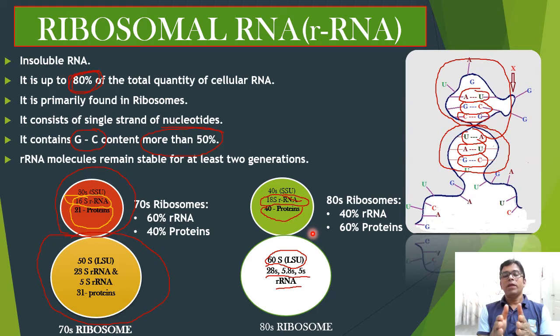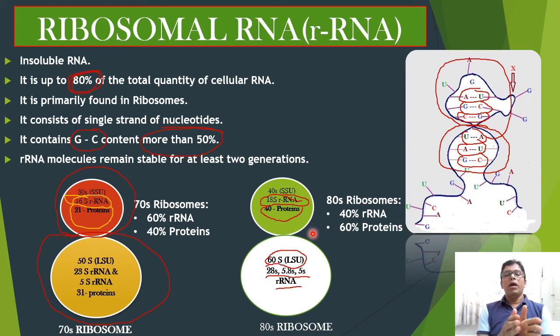In 80S type of ribosomes, the small subunit is 40S type and the large subunit is 60S type. In the 40S subunit, only one RNA is present, that is 18S rRNA, and 40 different types of proteins are present. And in the large subunit, 3 types of rRNAs are present. They are 28S rRNA, 5.8S rRNA, and 5S rRNA.